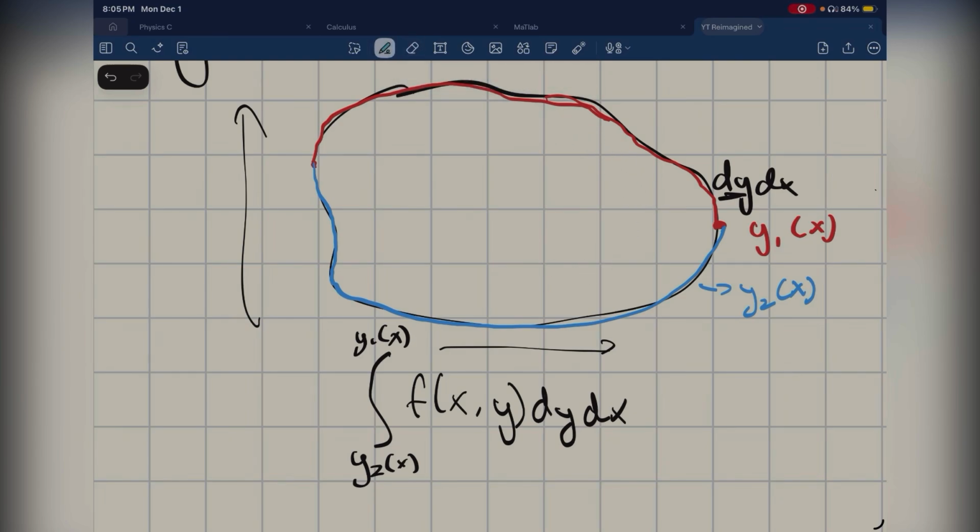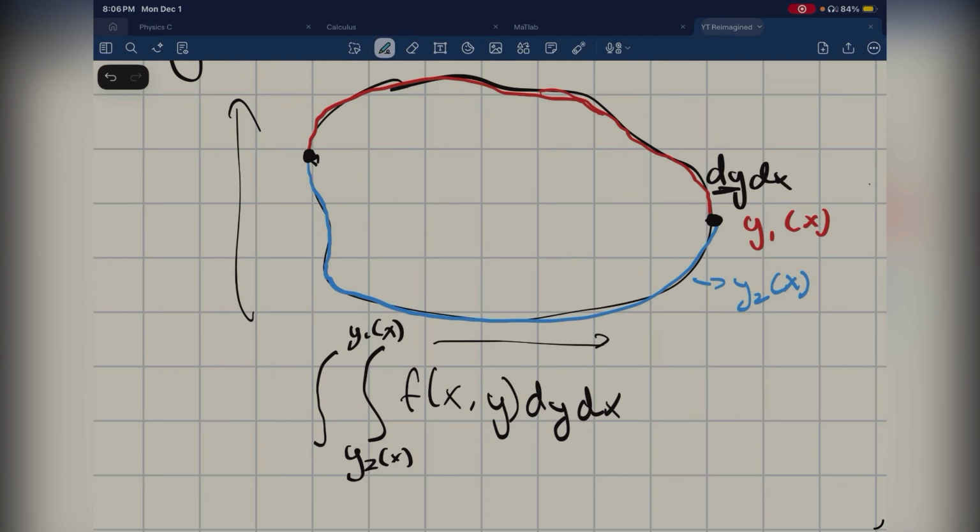For the second bounds, the bounds for dx, what you're going to ask yourself is at what x values do these two functions intersect? They have to intersect in two places if they're going to enclose an area. That's just basic logic. You're going to look at those two points and ask what values x is at those two points. Say x equals a over here and x equals b. Therefore, you're going to go from a to b. It's that simple. All you have to do is figure out which two functions enclose it, and then which two x values they intersect at. That's going to be your bounds.